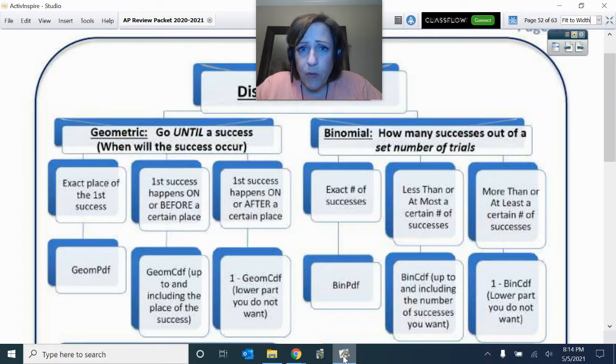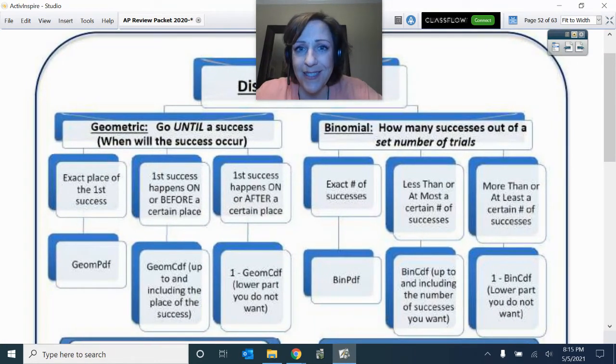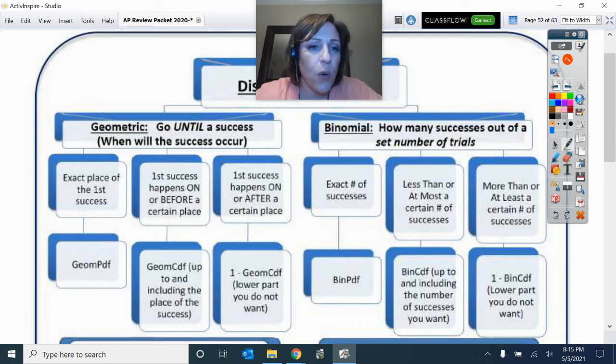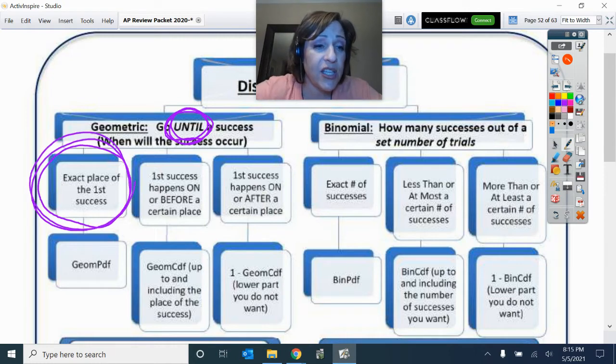Now, we need to remember the difference between the two key types of discrete probability: geometric and binomial. So let's remember that. Geometric probabilities are going until a success happens. That's the catch. So what's the probability that you don't find somebody wearing a seatbelt until the third car? Or whatever. So with geometric, they will tell you, just like I just did a moment ago, until the third car, the exact place that first success will happen.